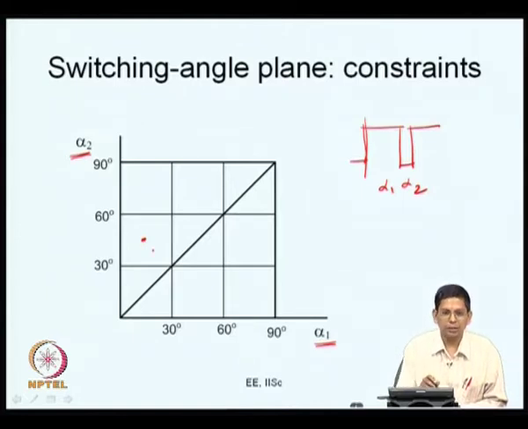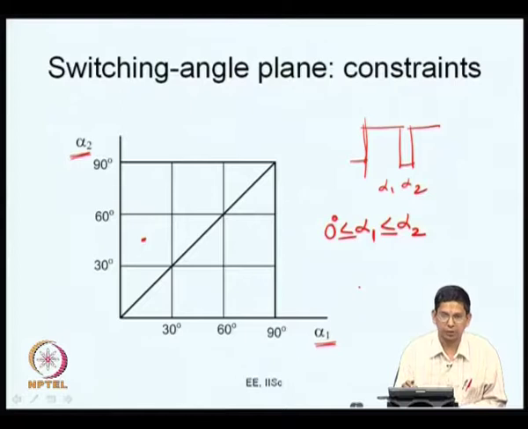So, there are limits on these angles alpha 1 and alpha 2 as we saw last time. So, the constraints are 0 degree should be less than or equal to alpha 1, alpha 1 certainly cannot go below 0, and again alpha 1 is less than or equal to alpha 2. So, alpha 1 cannot exceed alpha 2 or alpha 2 cannot go below alpha 1 and alpha 2 again cannot exceed 90 degrees. So, you have this condition 0 less than or equal to alpha 1 less than or equal to alpha 2 less than or equal to 90.